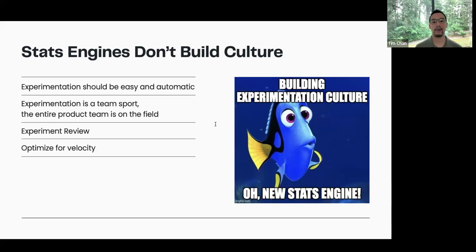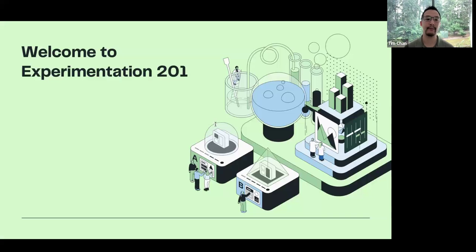And lastly, your company should be optimizing for velocity. Always focus on velocity. You need to find ways to remove friction so that more ideas are tested. This is a competitive advantage for the folks who are doing this at the fastest pace. All right, with all that said, welcome to Experimentation 201. I'm going to cover some of the more popular ways to address some of the limitations of standard A/B testing.